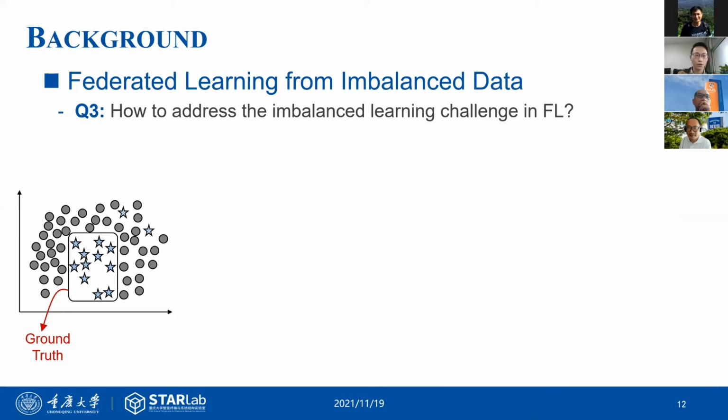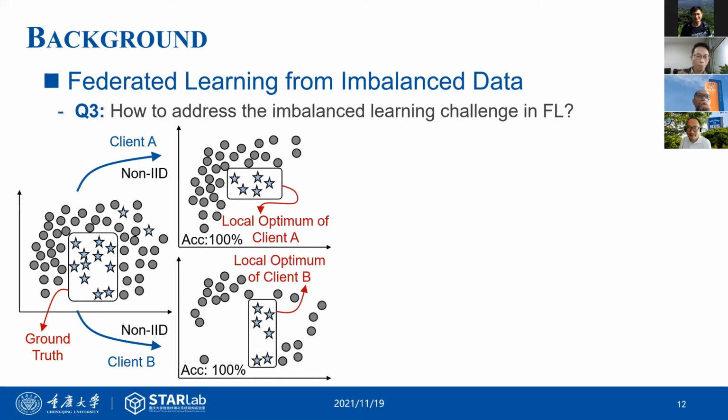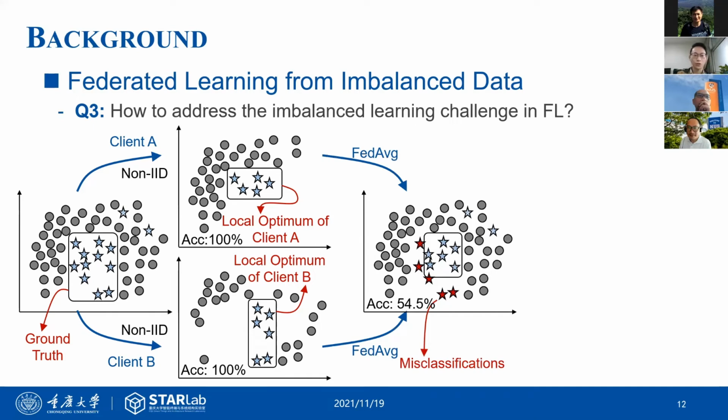The last question is how to address imbalanced learning challenges in federated learning. Suppose that we know the ground truth distribution of the data, and the data distributions of client A and client B are non-identical. After performing several epochs of local training, these two clients can each get a local optimal solution. However, simply averaging these two solutions will yield a terrible result. As shown in the picture, the global model cannot perfectly combine the classification power of these clients' models, so the final accuracy degrades significantly.